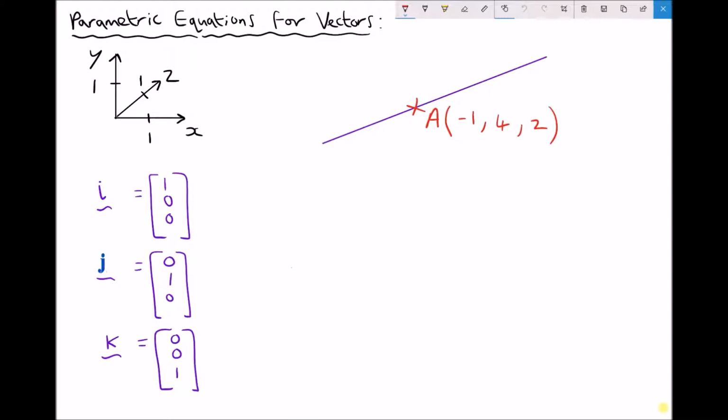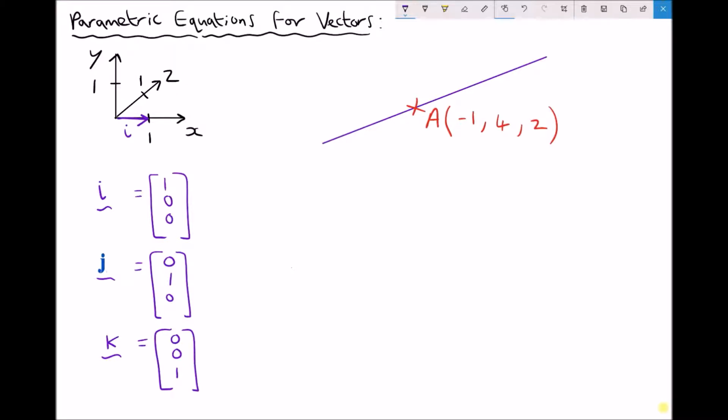So if we look at the i vector first of all, it has a magnitude of 1. Its column vector is 1, 0, 0. Therefore, it's in the direction of the x-axis with a length of 1. So we can add it to our sketch here. This represents the unit vector i.